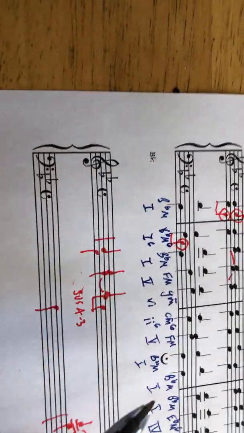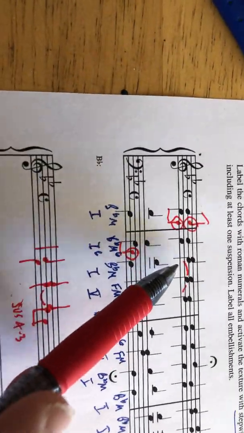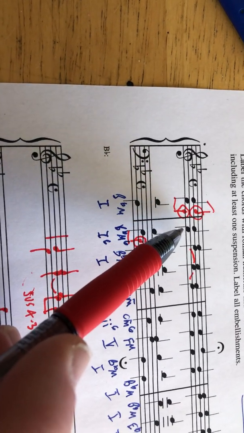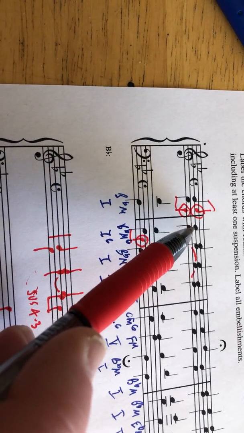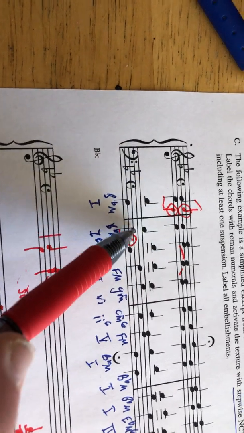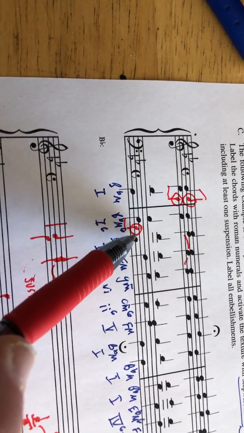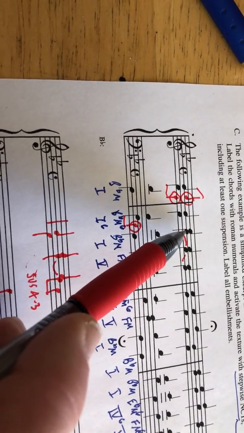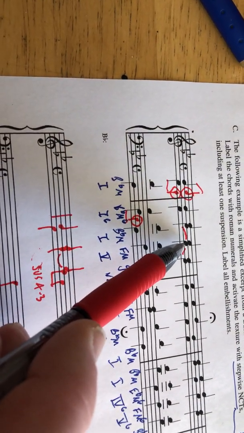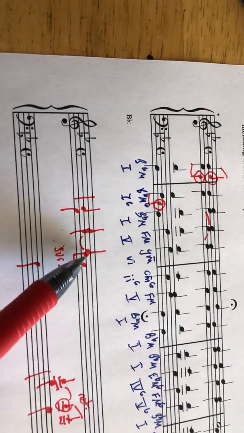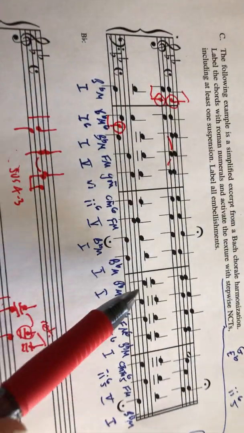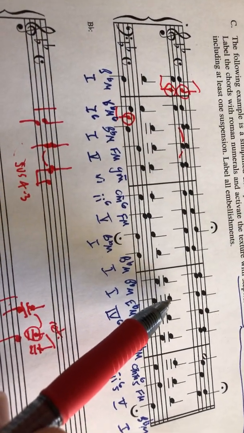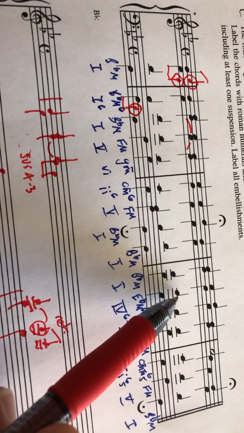So basically, when you have a repeated pitch, you're going to have an opportunity to do a neighboring tone. When you have two pitches separated by a third, you have the opportunity to do a passing tone. When you have one pitch moving down by step, you have the opportunity to do a suspension. And when you have one pitch moving up by step, you have the opportunity to do a retardation.